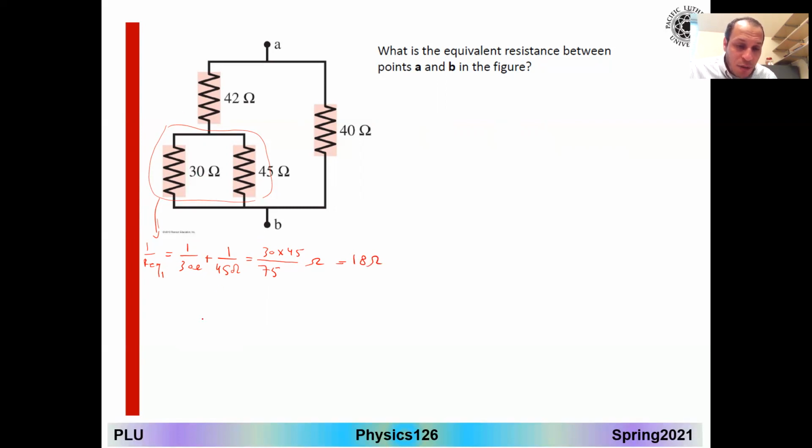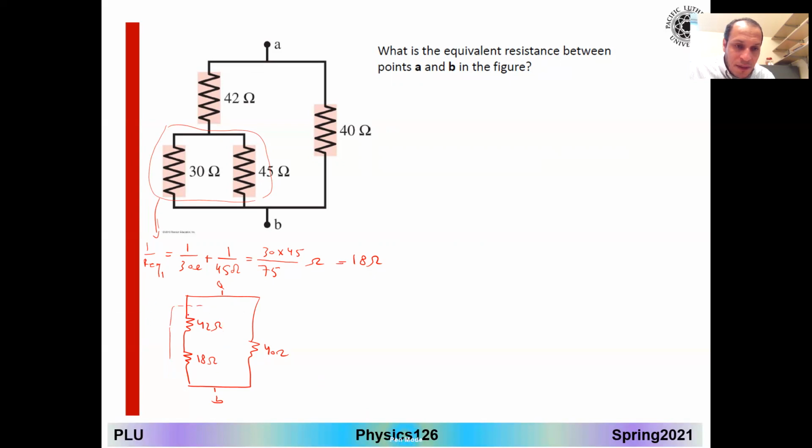So now my circuit looks like this, and this is the second part. Now this one is still 40. And here is my terminal A, and here is my terminal B. And here is still 42 ohms. And here is R equivalent 1, which in this case is 18 ohm. Now what am I going to do? I have to find the equivalent resistor for this part.